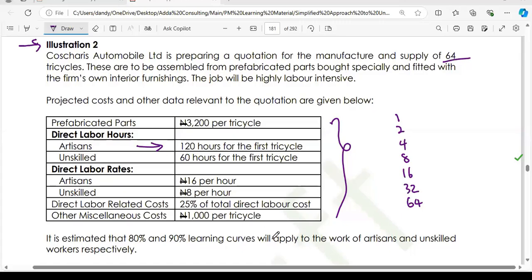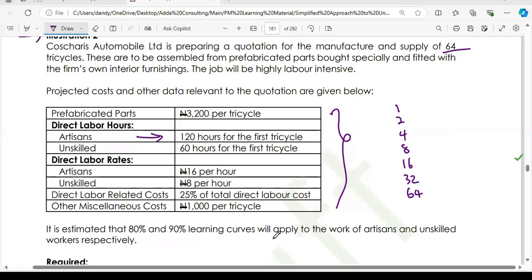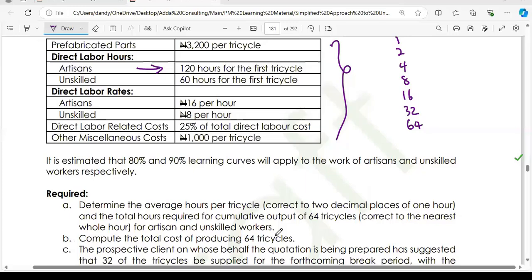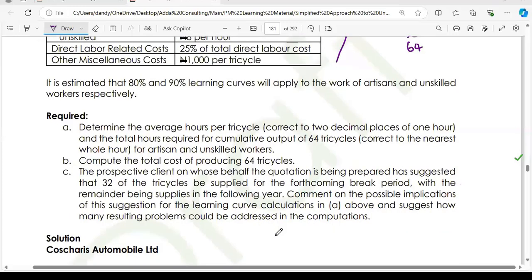Once I have the total hours, I will determine the average hours, because the examiner is asking you to determine the average hours per tricycle for both skilled and artisan. You also do it for the total. You have to follow the specification of the examiner, where you are told to give the average correct to 2 decimal places, and the total hours required correct to the nearest whole number. So let's do that together.